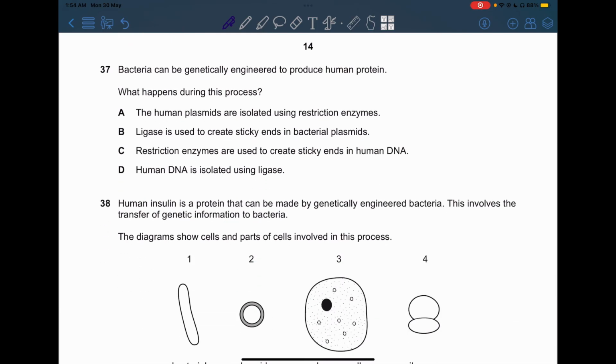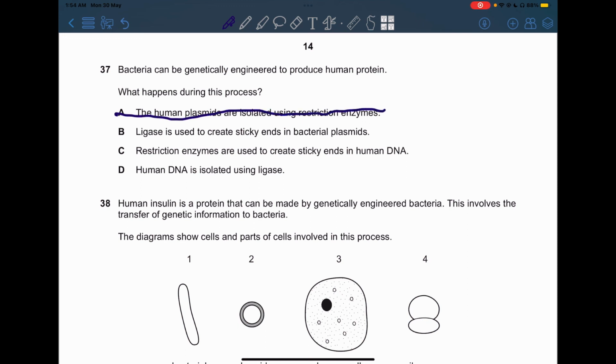37. Bacteria can be genetically engineered to produce human protein. What happens during this process? Now, over here, they're saying option A, the human plasmids are isolated using restriction enzyme. Now, of course, humans don't have plasmids, so this is completely incorrect.